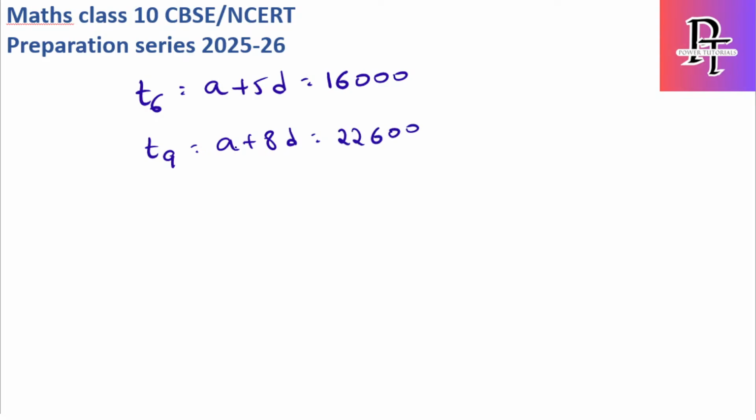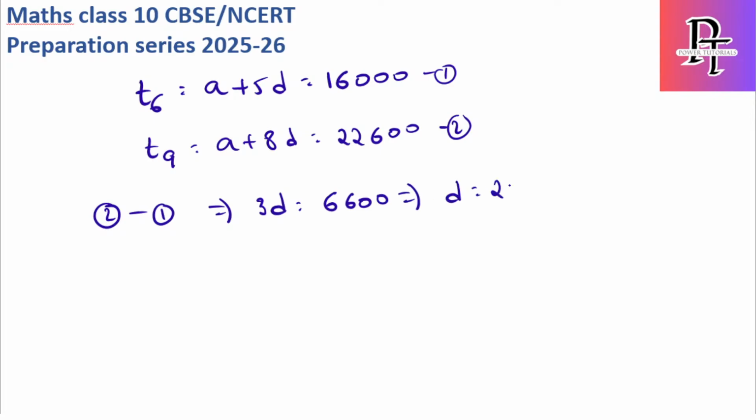So we have two equations, two unknowns. Using the same concept studied in chapter 3, that is pair of linear equations in two variables, now using the elimination method, I'm going to get a and d values. So this is 2 and this is 1. Simply use 2 minus 1, then I will get 8d minus 5d is 3d. 22,600 minus 16,000 will get 6,600. From here I will get the d value as 2,200. I substitute the d value here, and I will get the a value as well.